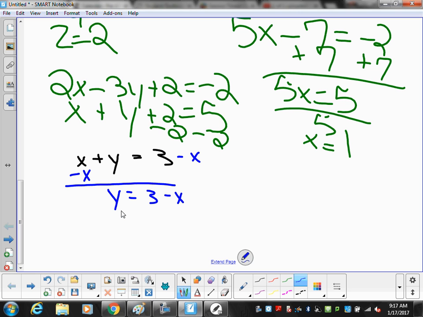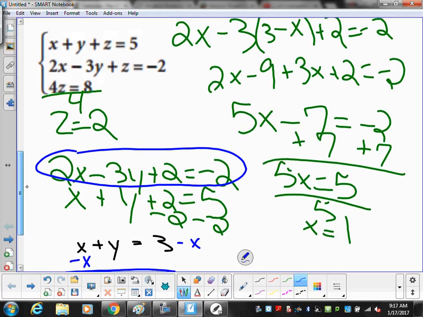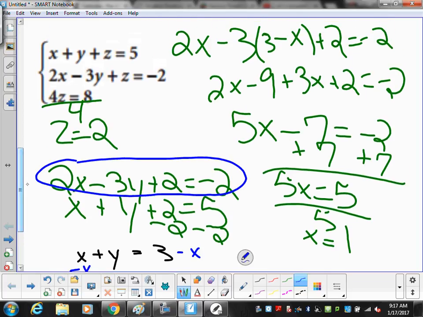All right, so once she got the y equals 3 minus x, that's where she went back up to this equation and plugged in the 3 minus x for the y. So it's 2x minus 3, parentheses 3 minus x, plus 2 equals negative 2, which is what she has up here. So that top line is that equation with the y replaced with 3 minus x.